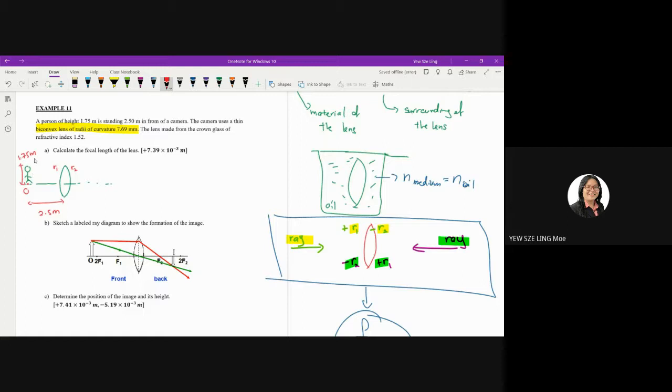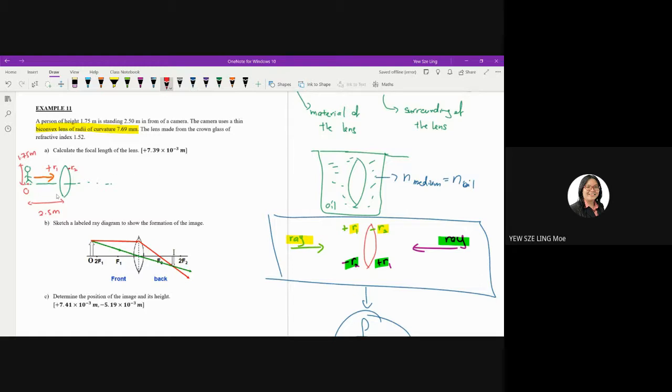Looking at this diagram, since my object is on the left-hand side, my incident light ray is coming from the left-hand side. When it hits the first surface, which acts as a convex surface, it is hitting the outer surface of the circle. So this would be positive R1. And the second surface is negative R2, the inner surface of the circle.